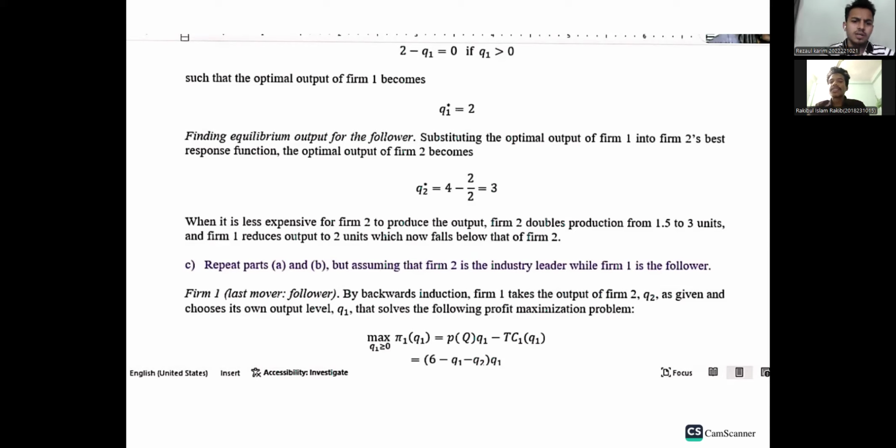Okay. Our next problem is C. Please, Rakibul Haidar, explain this problem.